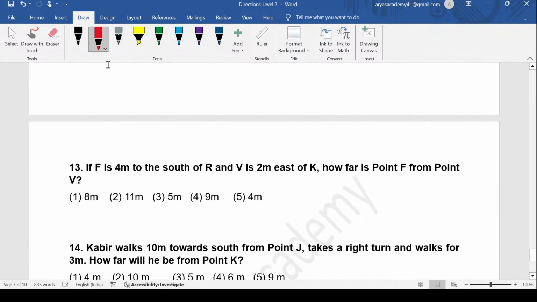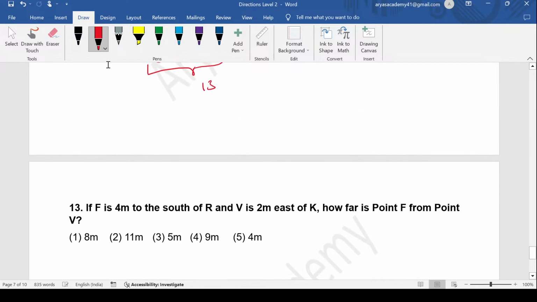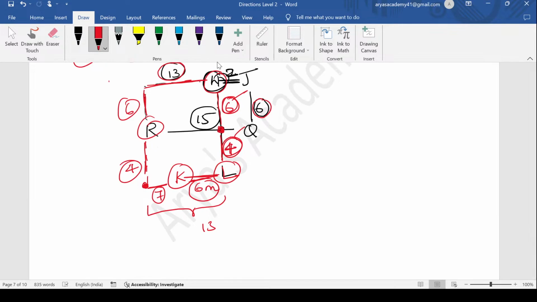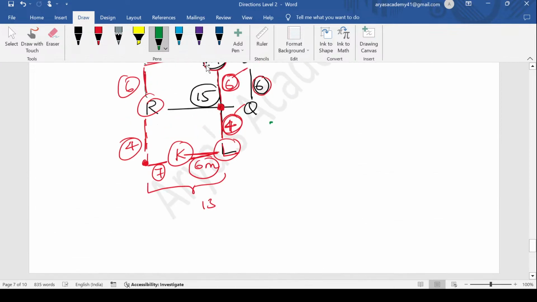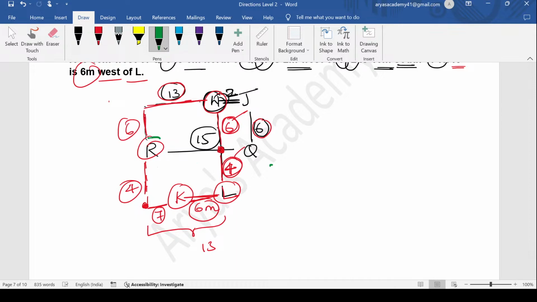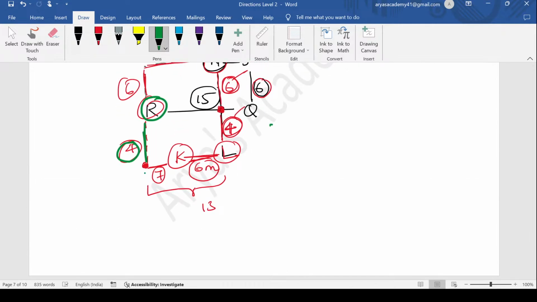So we will move to solving the questions. 13th question, if F is 4 meters south of R. I'll change the color to better make you understand. From R, if you go 4 meters south, you will get point F. I have already written that. R is here, and what I have written here? 4. If I go 4 meters south, what I'll get? I'll get another point, which is given as F. So here the point is F. So now the distance between F and K is how much?